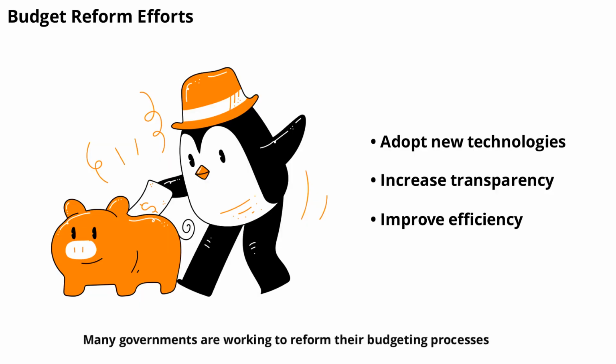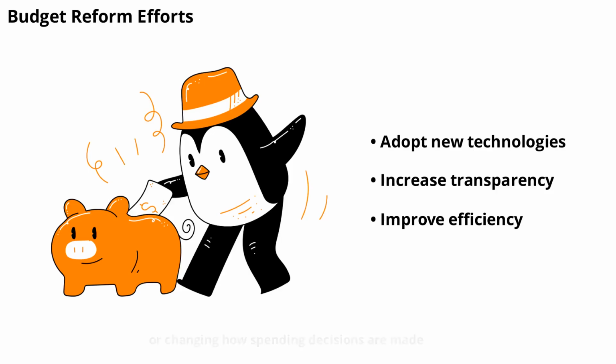Many governments are working to reform their budgeting processes. Reforms may include adopting new technologies, increasing transparency, or changing how spending decisions are made. The goal is to make budgeting more effective, efficient, and responsive to citizens' needs.